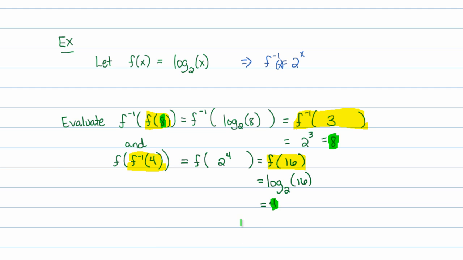Now let's follow this chain of commands here. I originally plugged in 4 to my inverse function, got some output of 16, plugged that output of 16 into the original function, and it undid all that work and returned 4. There you go. It's a great justification that these are inverse functions.